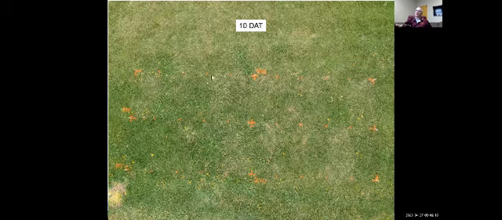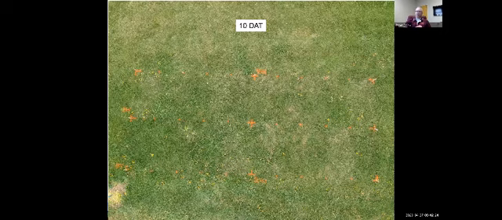Here's another trial. In this case, you see a bunch of yellow spots everywhere. This is actually a trial where we're looking at long-term Class D PGRs to suppress tall fescue growth in the spring in order to release bulb flowering plants in a kind of a bulb meadow scenario. So in the first couple of months of spring leading up to early summer, you get this nice floral display out of your turf.